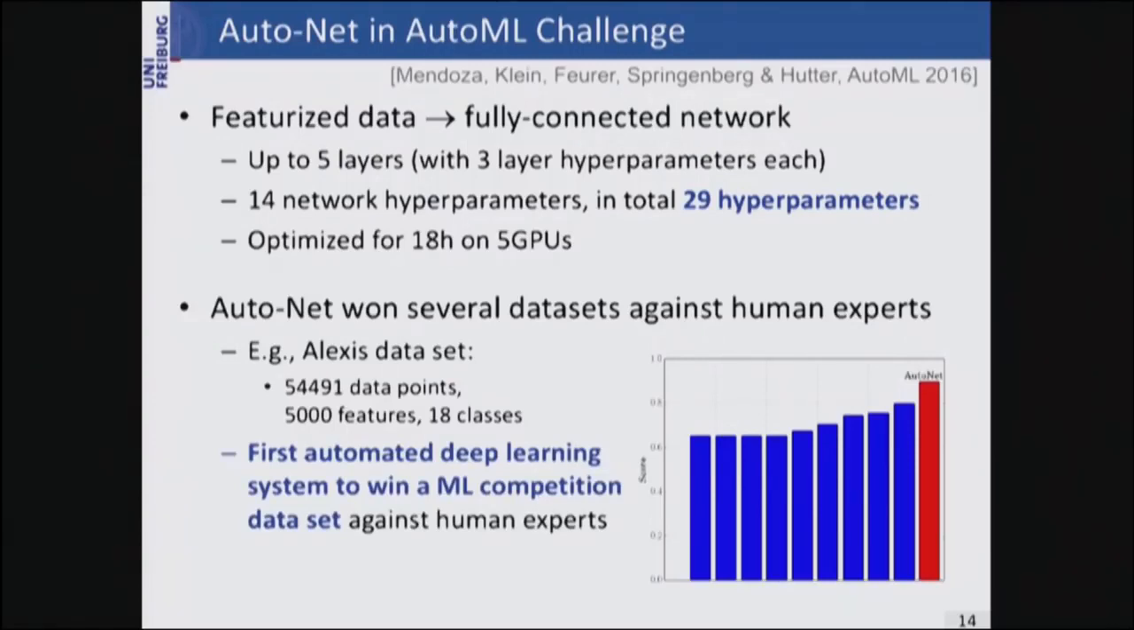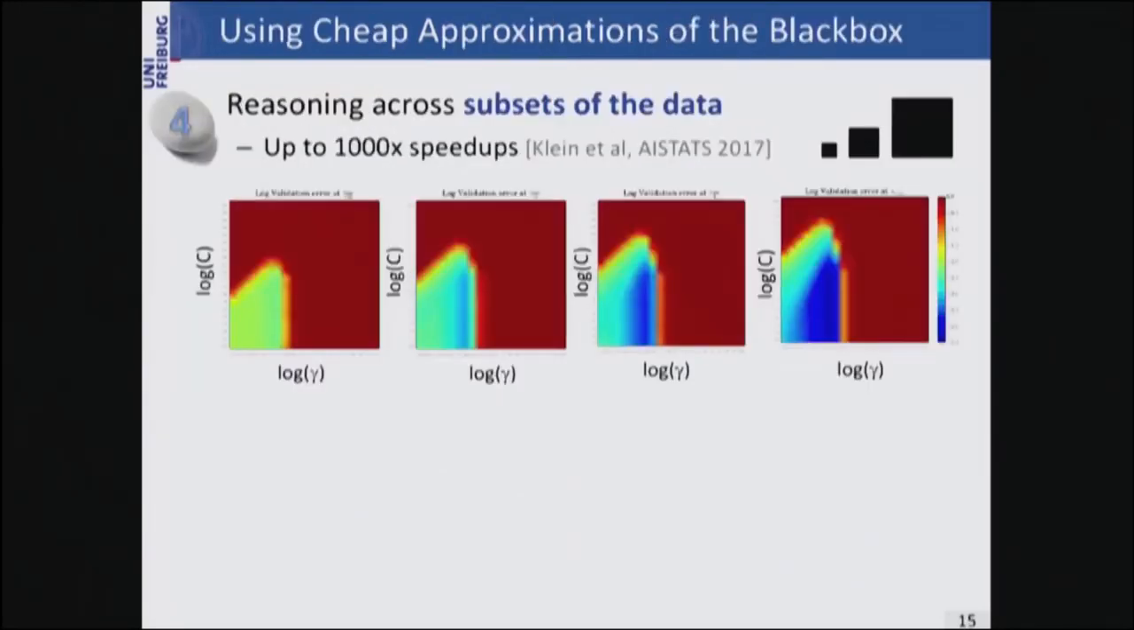And actually, AutoNet did win several data sets against human experts in this human track. And to the best of my knowledge, that's actually the first automated deep learning system to win a machine learning competition data set against human experts. But AutoNet is still kind of working a lot on the black box, so evaluating cross-validation performance is still relatively slow. And for large data sets, that wouldn't really scale up.